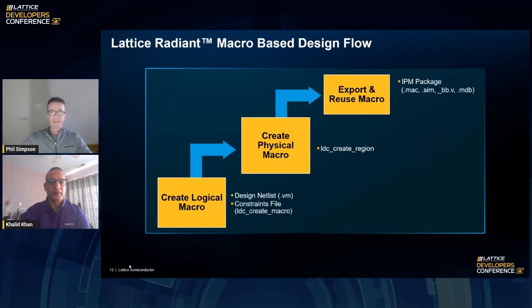When you bring this into the Radiant software, you would then create the physical macro for the region, and then you would work with that design block and that physical constraint until you close timing and you're complete with that part of the design. And then you would export it and reuse it in subsequent compiles in the project. And the Radiant tool will export an IPX package file, which includes black box files, simulation files, etc.